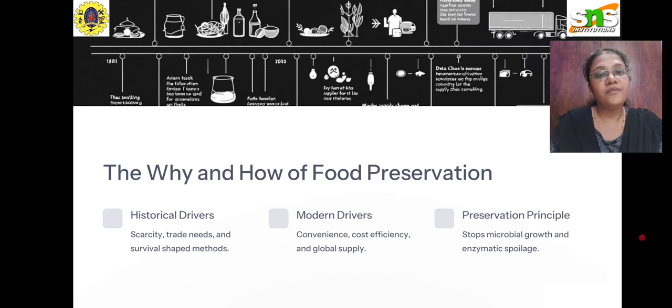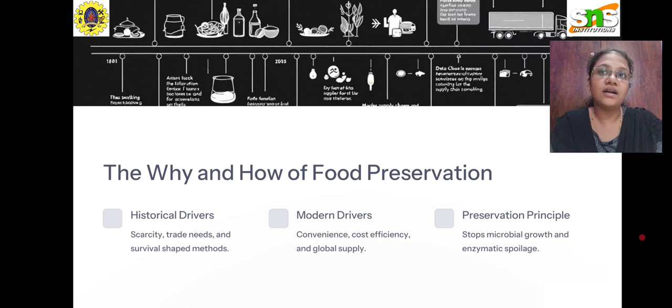Now we may wonder about the why and how of food preservation. During historical times, there was a scarcity of food throughout the year. So the availability of the food was a much wanted one in the previous years. Keeping that in mind, many technologies have now been used, with the latest techniques to preserve the food, so that the food is made available all throughout the world.